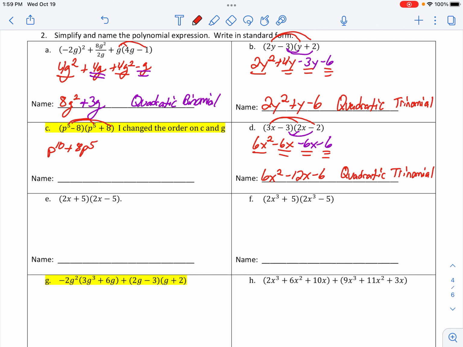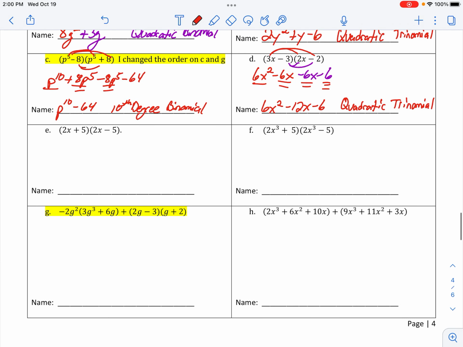And then we get 8p to the fifth, and then we distribute the negative 8. Negative 8p to the fifth minus 64. Combine like terms, p to the 10th, p to the fifths. Those are opposite coefficients, so they're going to cancel out. And then we're left with a minus 64. This is considered to be a 10th degree. Now, I'm sure there's a special name for 10th degree. Don't care. And there are two terms, so it's a binomial still.